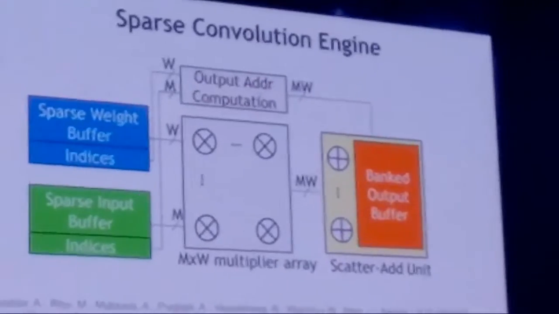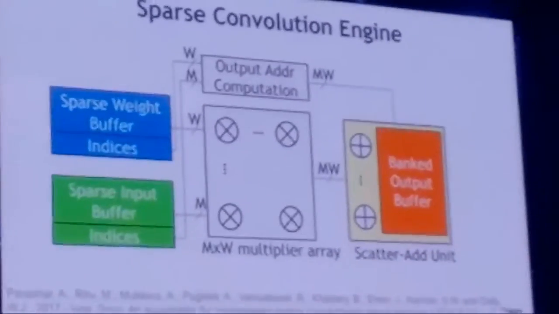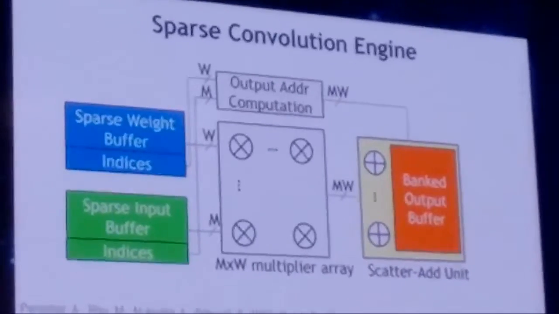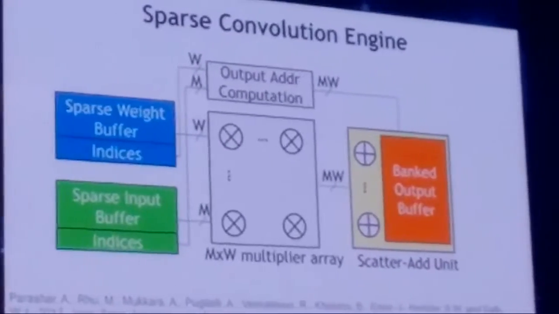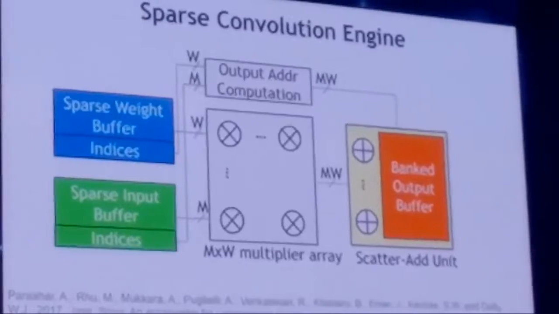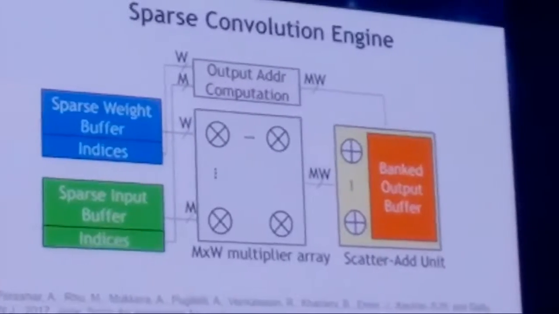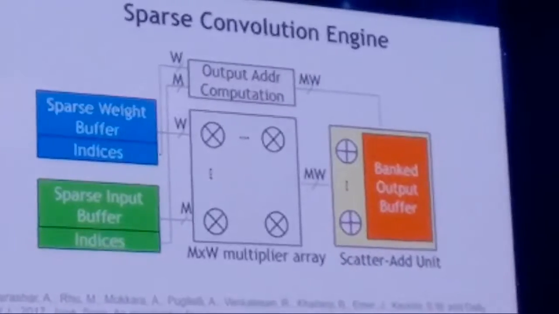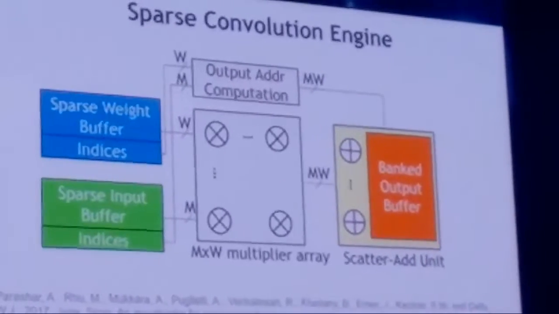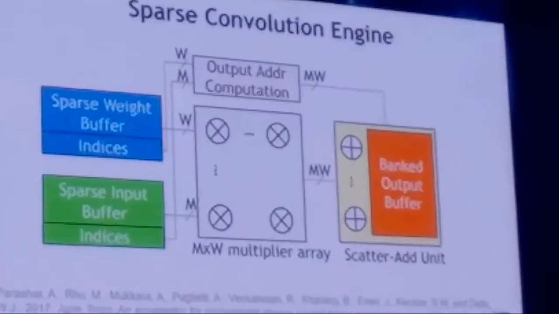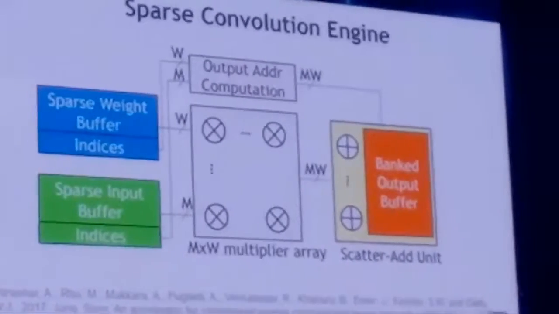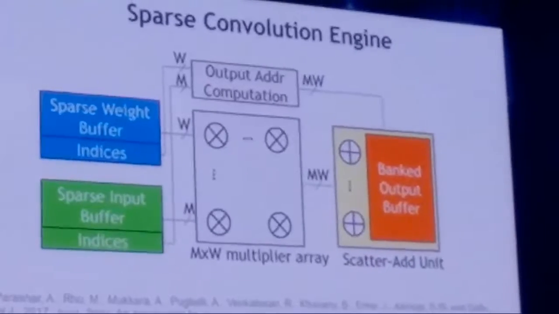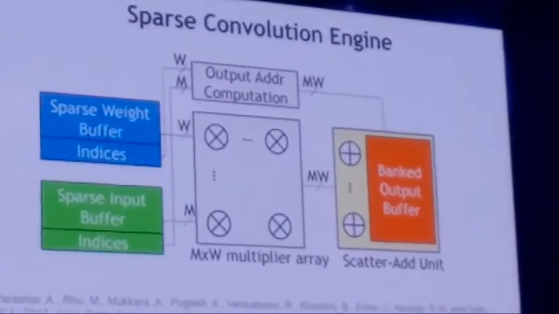We fetch the weights W at a time, we fetch the activations M at a time. We build a big M times W multiplier array. We multiply every weight by every multiplier, and then we sort out where they want to go. If you take the X and Y coordinates of these and add them together, that gives you the X and Y coordinate of the output activation they need to be summed into. So we use an operation that I actually wrote a paper about in Supercomputing in 2005 called scatter-add, and built a scatter-add unit to sort all those output activations out.